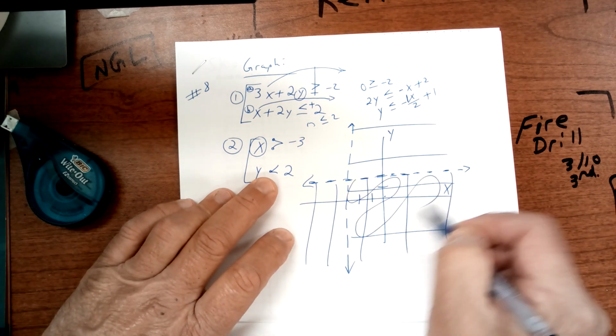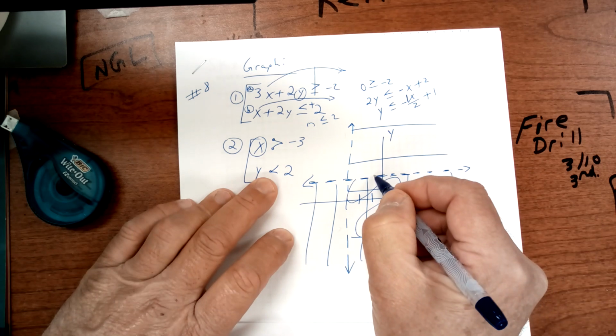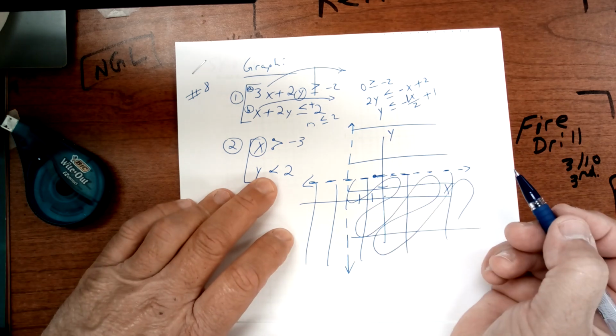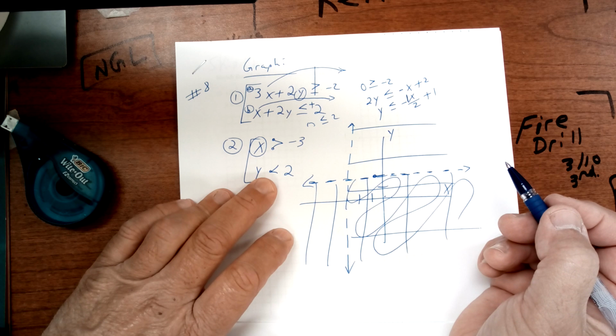Now, the question is, if you're on this broken line, is it a solution? And the answer is no, because it's broken. It would have to be solid to be a solution.